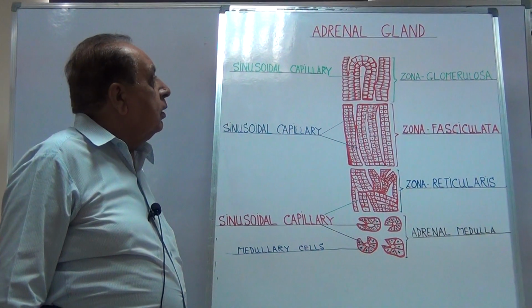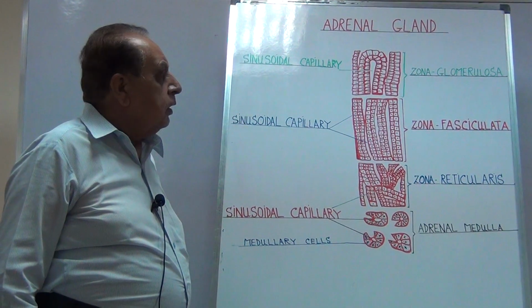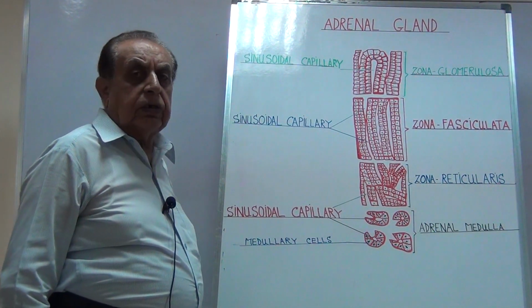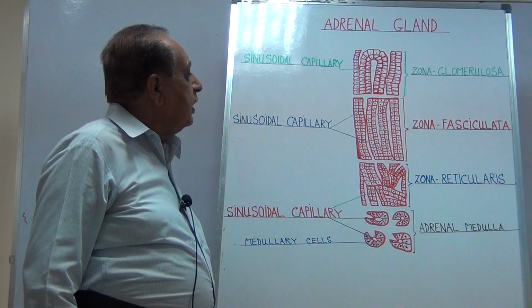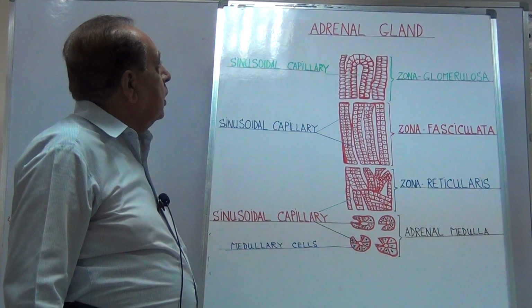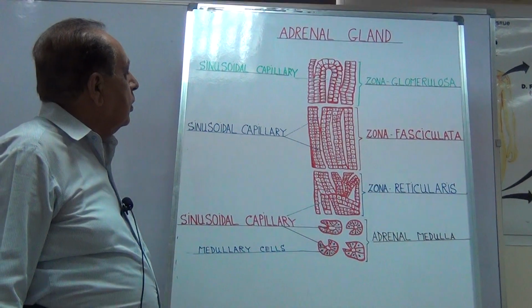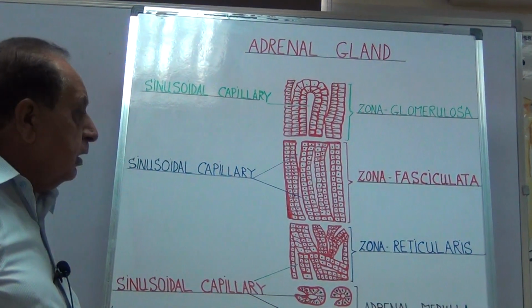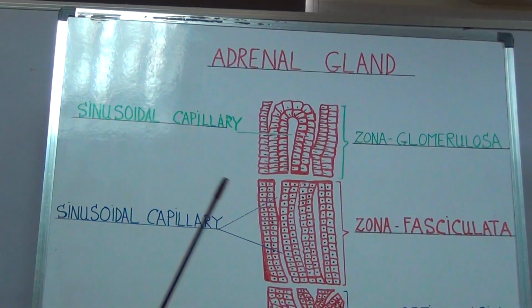Bismillahirrahmanirrahim. Now, we were studying about the endocrine glands in our histology practicals. We studied about the pituitary gland, thyroid, parathyroid gland, and now the adrenal gland. Now, the adrenal gland is present at the upper pole of each kidney.